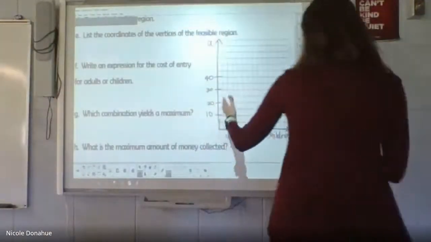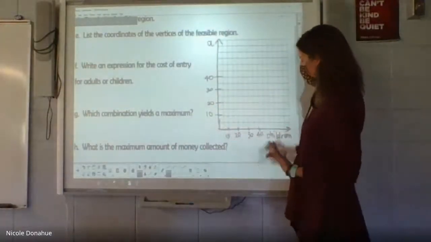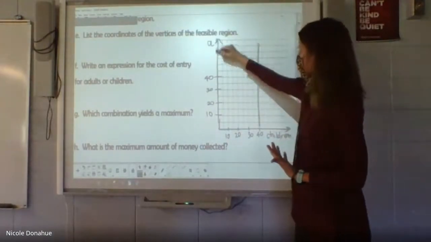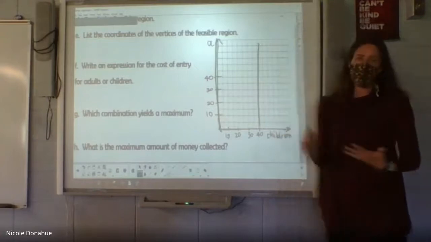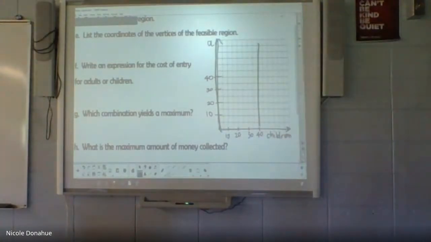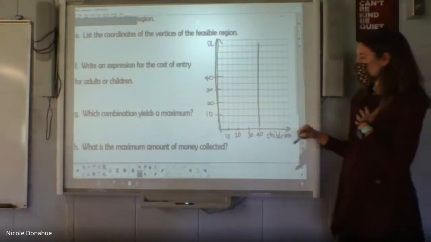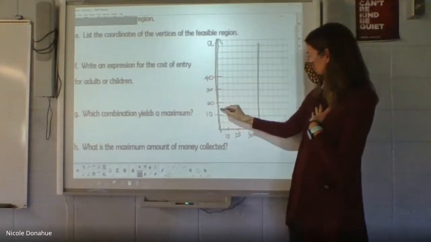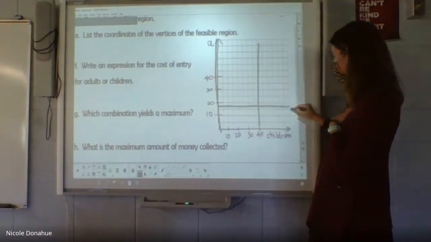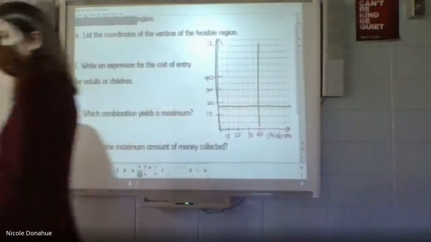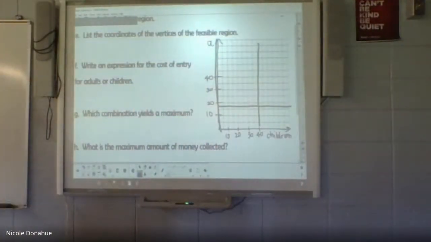So we have to go from 0 to 40 children. So that's gonna take us in between here. And I'm not gonna color that all in, because otherwise this whole thing's gonna be colored in completely. But then 0 to 16 adults. So this is 15 here, so 16 would be right about there. So this would be the shaded in part. That makes sense so far? We're not quite done yet though.